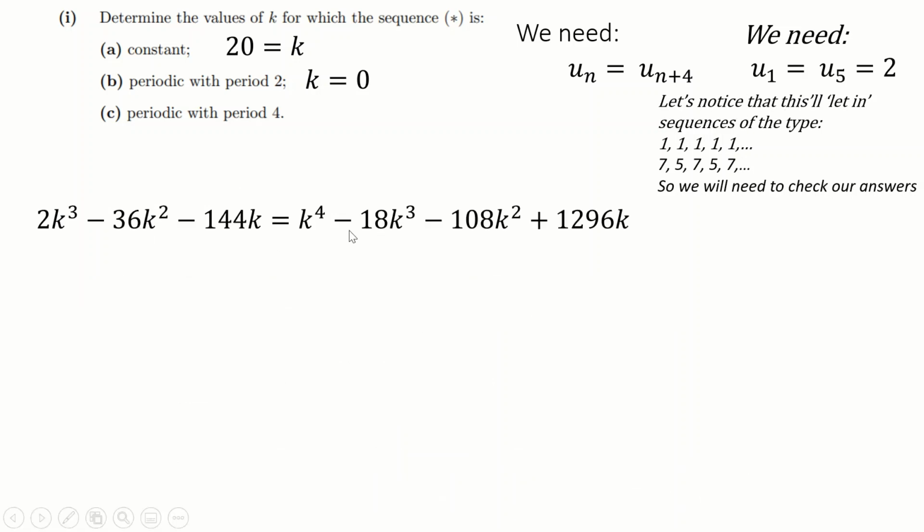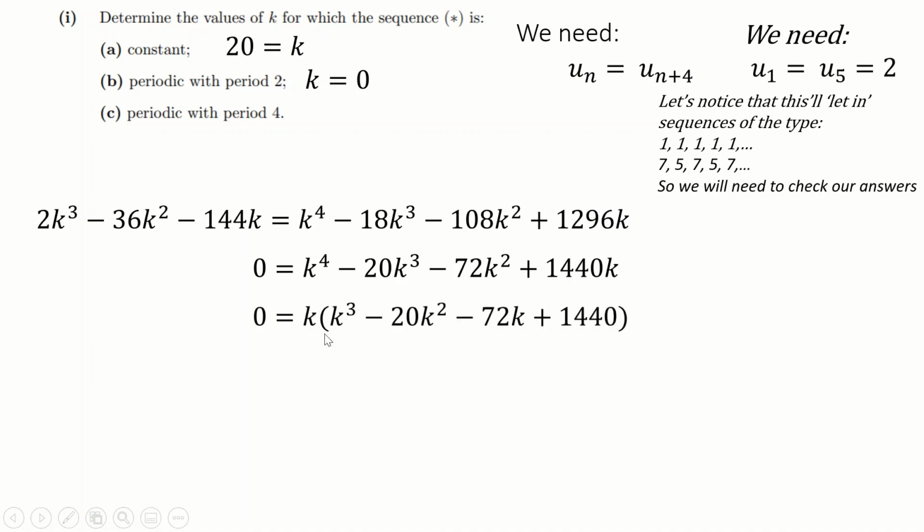Now, again, when you solve any kind of polynomial, you always want to make one side 0. So take away 2k cubed, add 36k squared, take away 144k, and we get this. Now this is a quartic, but it's a quartic that has no constant term. It's got k's everywhere, which means I can take out a k, and I can say the solutions to this are either k is 0, or this thing in that bracket is 0. Now ignore the red just for a second.